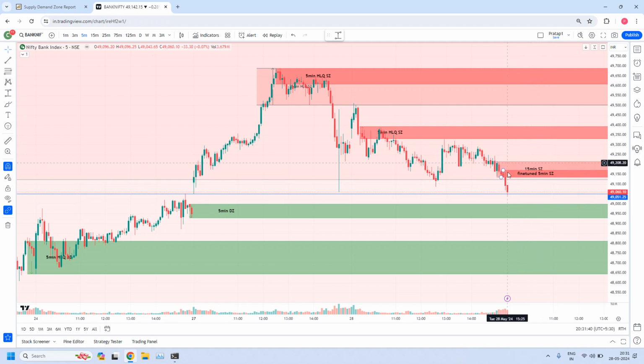If this fine-tuned area is violated, the 15-minute supply zone will be violated, and then the trend will change to sideways. At that time, at this high liquidity supply zone area, we get a short opportunity in the sideways market. Then again prices come here to the gap area. Again if we get a long opportunity, it will push the prices. Because in a sideways market, prices move from the extreme levels.